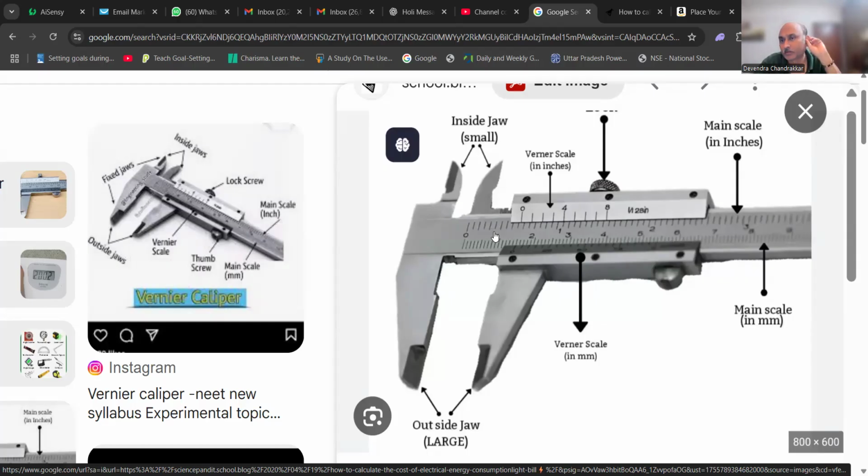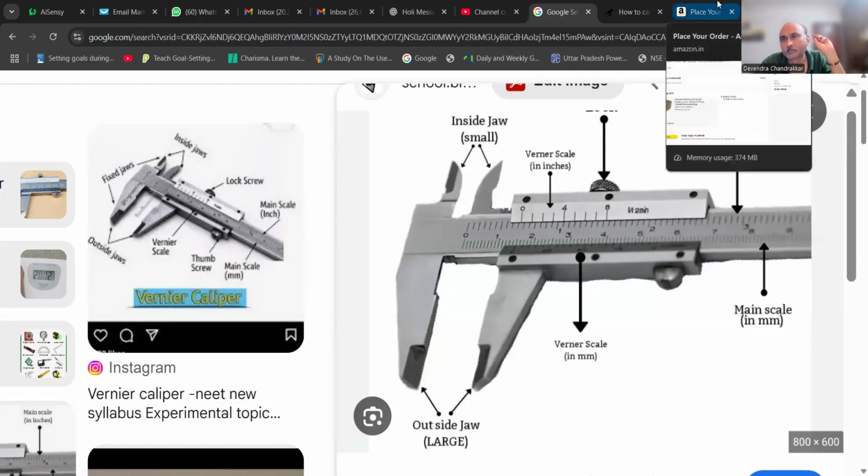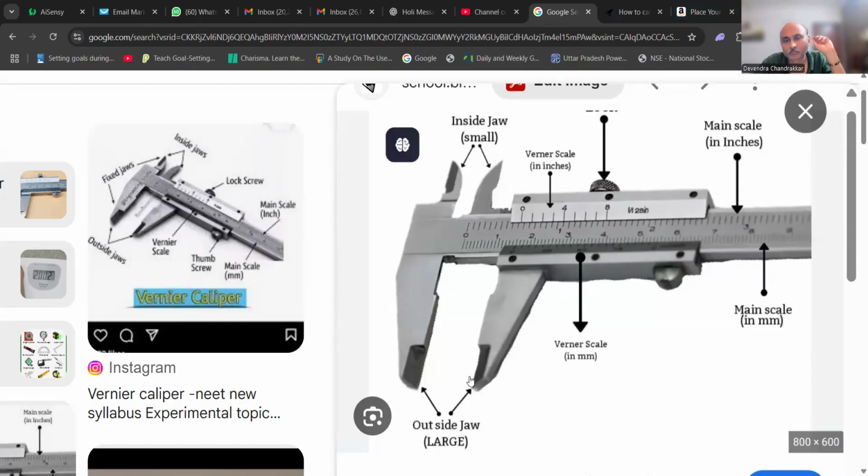Sir, in the outside jaw, do we keep the whole notebook or the page of the notebook? Whole notebook. One page it won't be able to hold, it is very thin. Suppose your notebook has 200 pages, for example, then it will give you the thickness of those 200 pages. You divide whatever value you get by 200, and you get the thickness of one page. Got it? Yes, sir. The thickness of one page will be very thin.